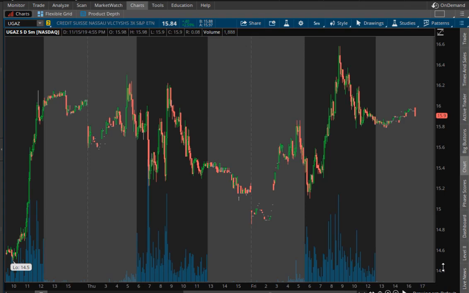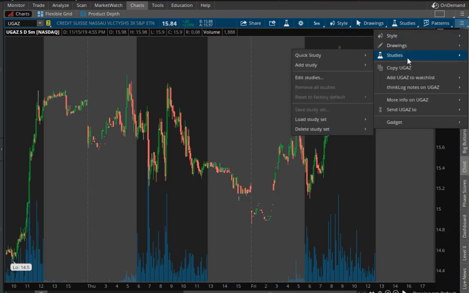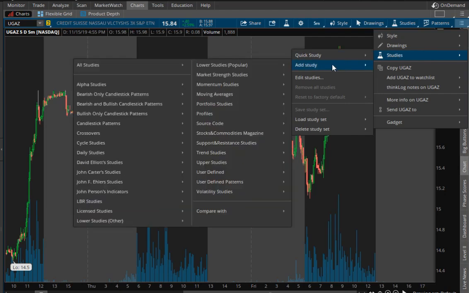Bollinger Bands are a volatility indicator, and we like to use a lot of different indicators to help us make better trading decisions. As you can see right now, I am in my thinkorswim program, and I have removed all my studies from my chart. Right now we are looking at UGAS from last week, and I'm going to go ahead and add the Bollinger Bands to my chart. We go up here to the right-hand side, click on that, and then go to Studies, then Add Studies.